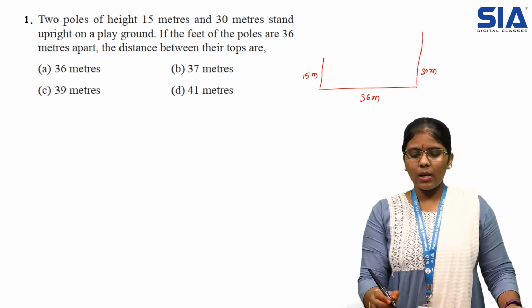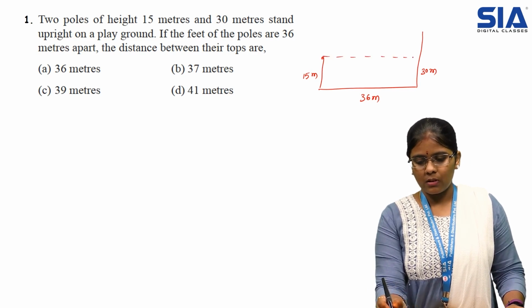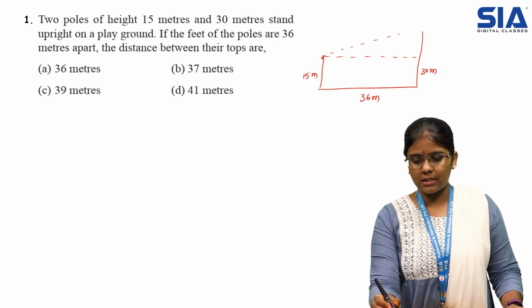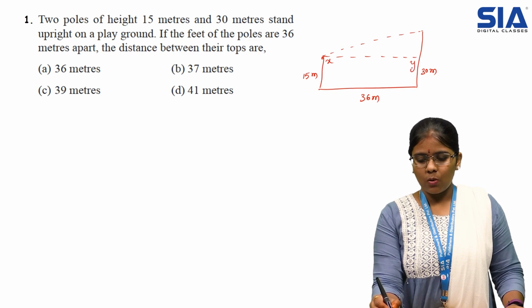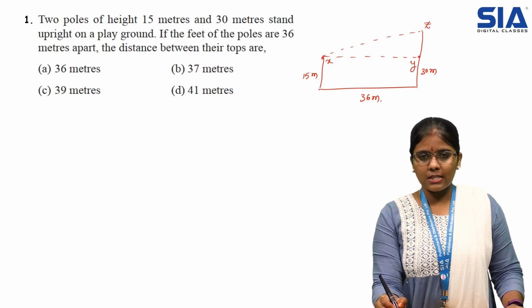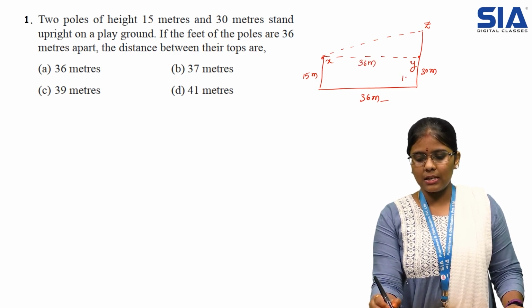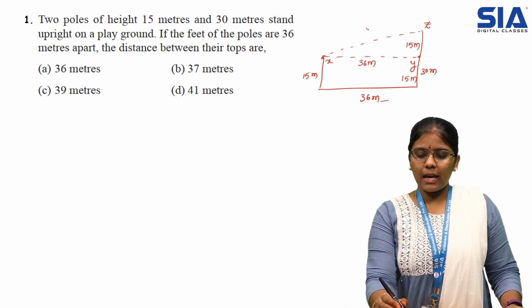Now let us draw a line from the top of the first pole, parallel to the distance between the two poles. Now let us mark these points as X, Y and Z. If this is 36 meters in length, this will be 36 meters. Similarly, this is 15 meters and the remaining distance will be 15 meters. Now we have to find XZ.